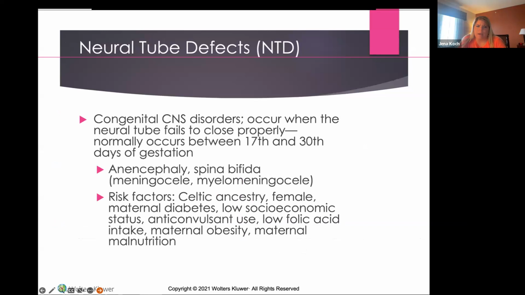Neural tube defects normally occur between the 17th and 30th day of gestation. Spina bifida, meningocele, myelomeningocele. It could be related to a Celtic ancestry. Again, folic acid intake is the most common.